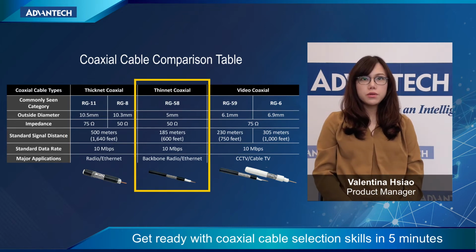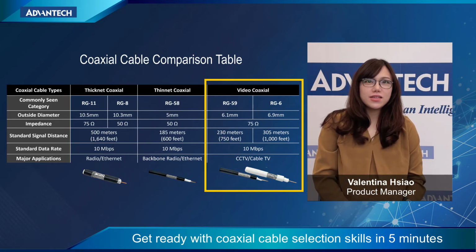In comparison with thick-net, thin-net is a much thinner and more flexible type of coaxial cable. Thin-net can span distances up to 185 meters. This was usually the media of choice for connecting computers on the LAN, as it is less expensive than thick-net. The most commonly seen type of thin-net is RG58.